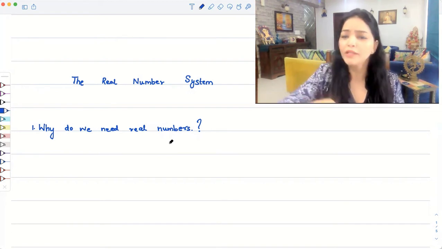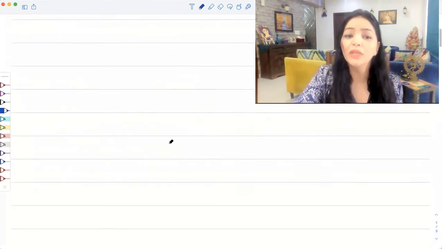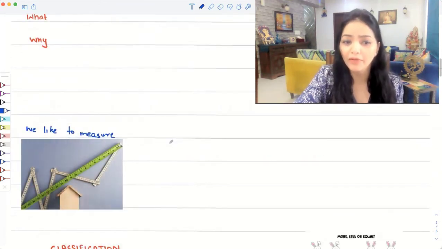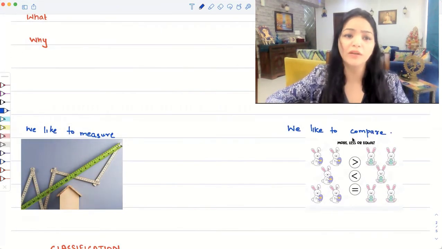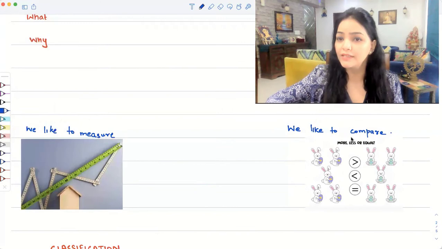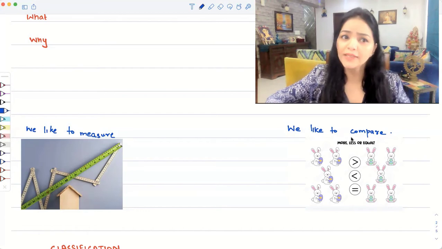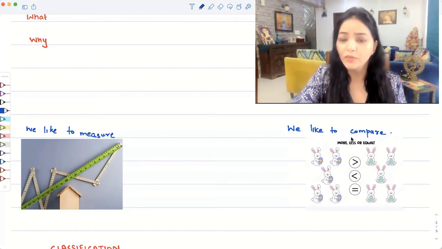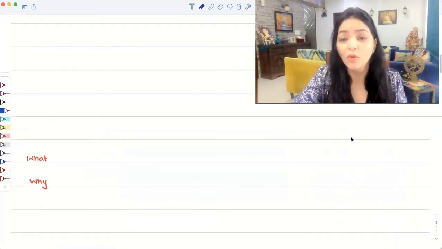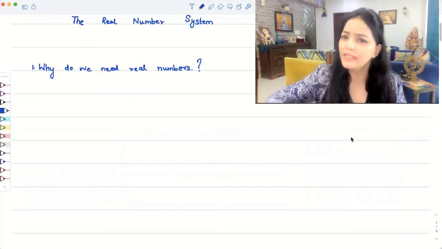So why do we need real numbers? We are human beings. It's our basic requirement. We like to measure, we like to compare. And when we are comparing and measuring, what makes it a simple process is using numbers. What numbers? The real numbers. You can also think of it as excluding all the unreal or imaginary numbers, which we often call complex numbers; everything else is real.